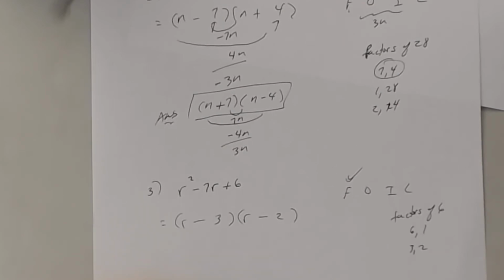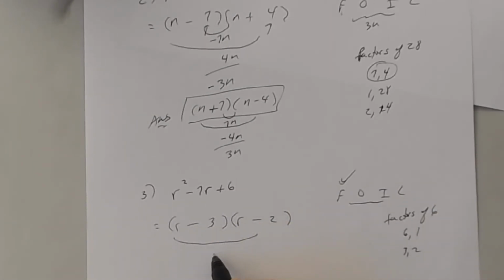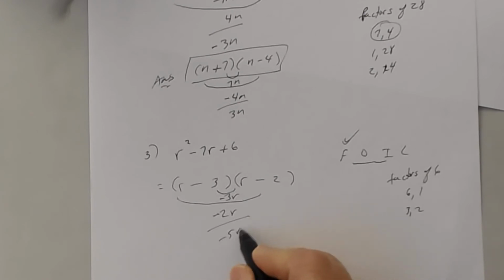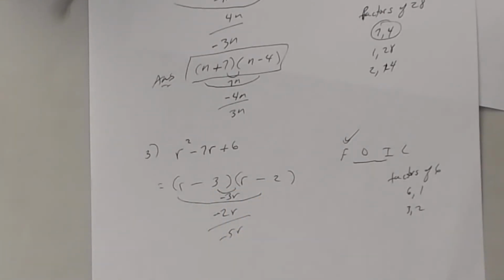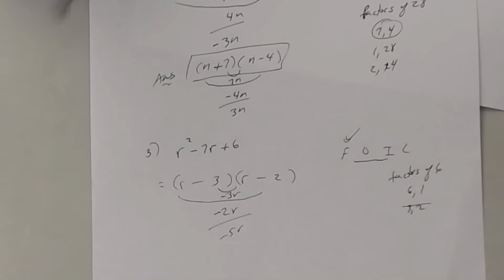Am I done? What should I do? Check it. So the only thing I haven't checked was the outer and the inner. What's the outer? Negative 2r. What's the inner? Negative 3r. What do I get when I combine them? Negative 5r. All right, a negative 3 and a negative 2 is a negative 5, right? Is that what I wanted? Nope. Reversing those, putting the 2 here and 3 there, is not going to help because you get the same thing. So that implies that 3, 2 did not work.